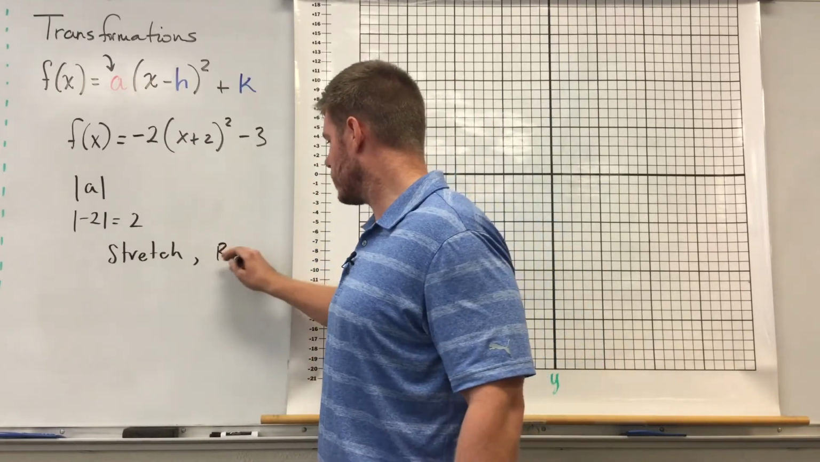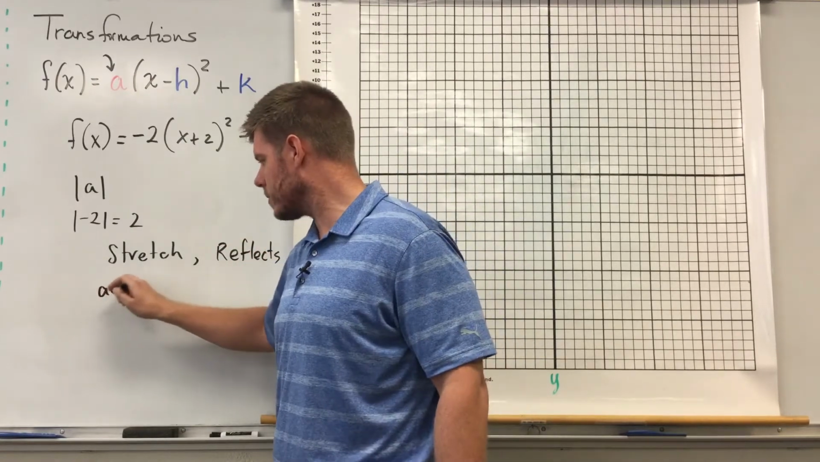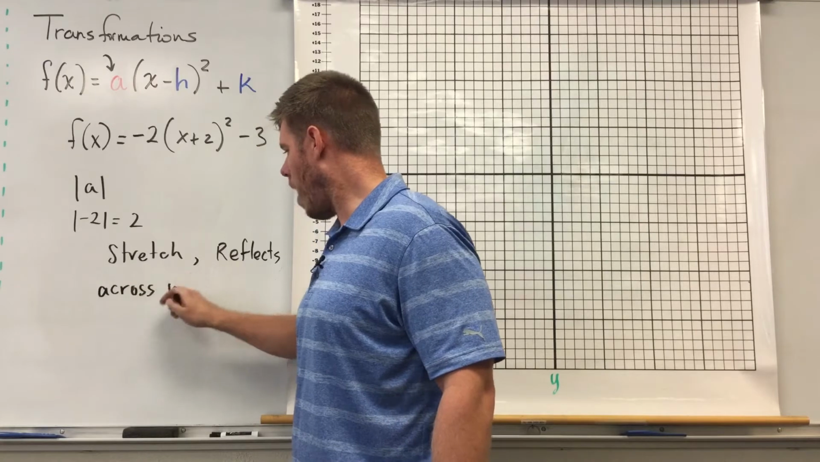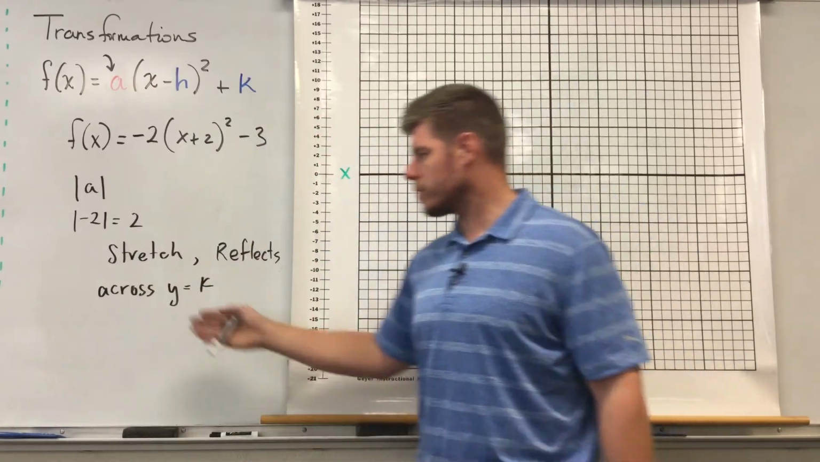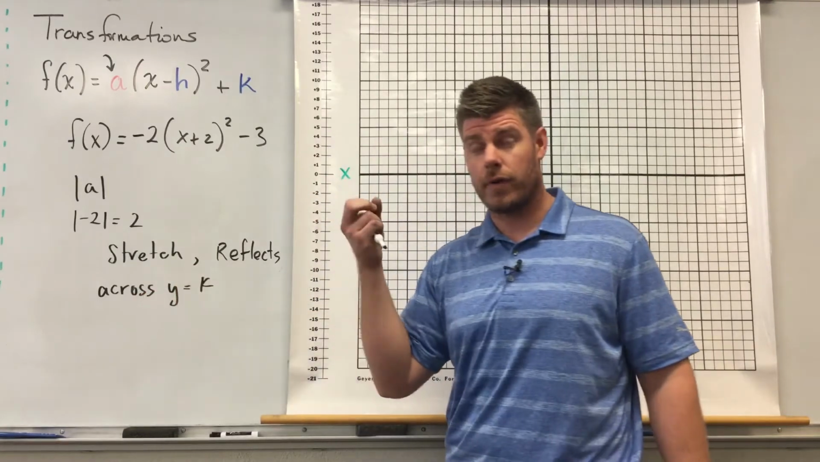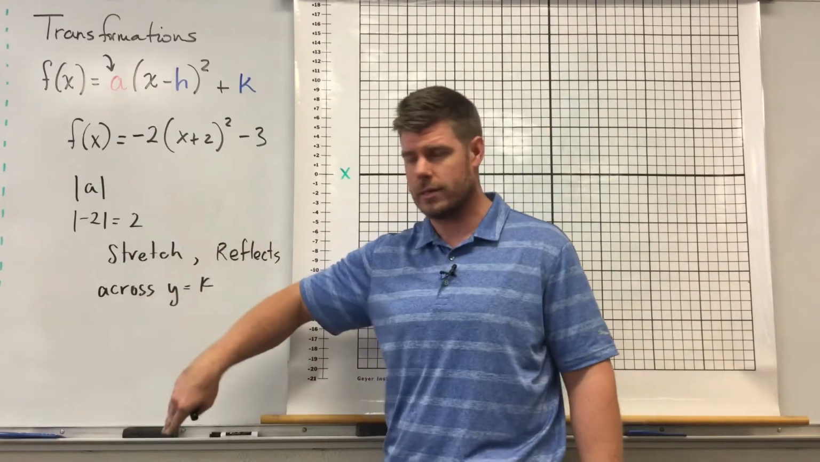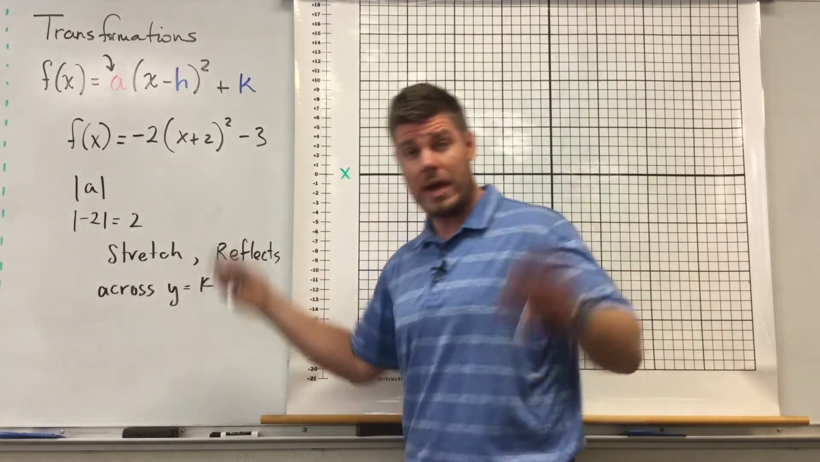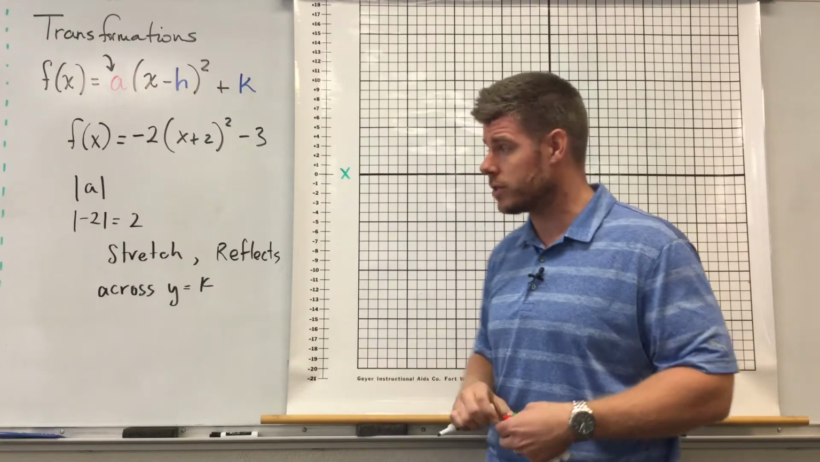So reflects across y equals k. So what you have there is it's going to reflect across wherever your vertex coordinate is. You draw a line straight across, and everything is just going to reflect down across that. So that is the formal way of writing it. Your teacher may just be cool with you saying flip. So you just have to find out what your teacher is good with.